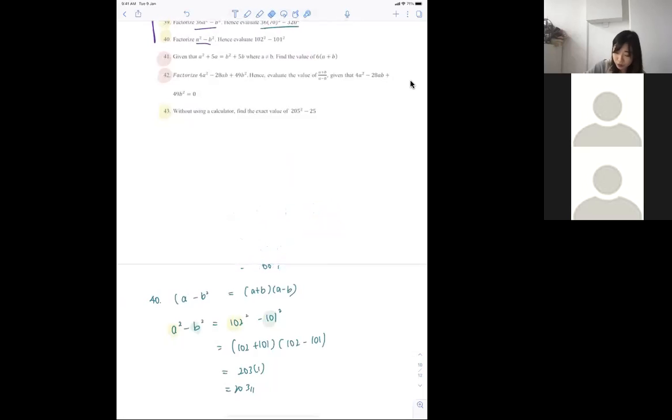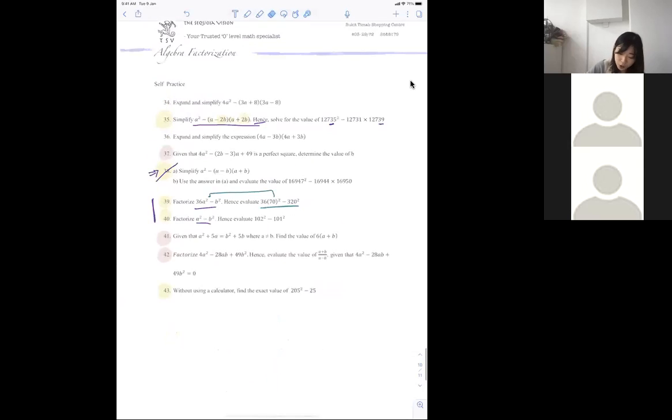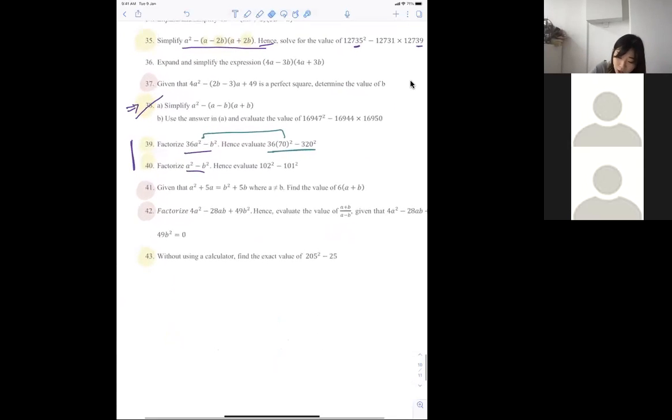So let me go through the 3 rate question that I picked out just now. Okay, so question 37. When we say perfect square, perfect square means you form bracket square. Basically two brackets are the same. So if you can see a square, a, no a, this is a quadratic equation. So I copy first.